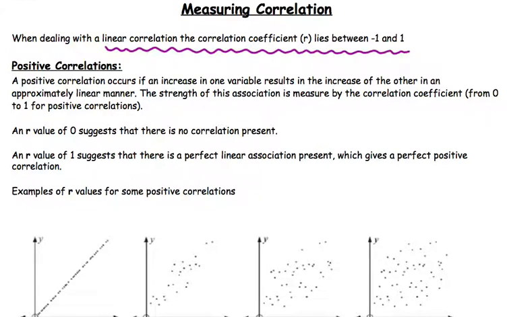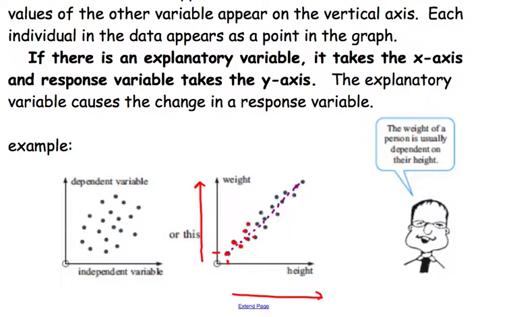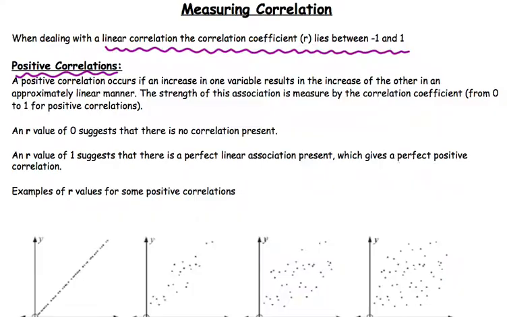All right, positive correlations. Go ahead and write that down. Positive correlations occur when, over time, as one variable increases, the other variable increases. So you think about your horizontal axis. If we look at that last example on the previous slide, as the person's height went up, so did their weight. This is an example of a positive correlation. Both variables increased. So the numbers that you're going to get, and this is what I want you to write down, are from 0 to 1 for positive correlations.